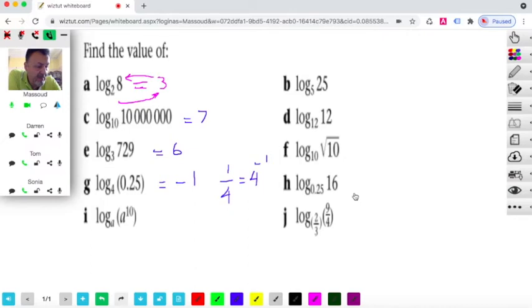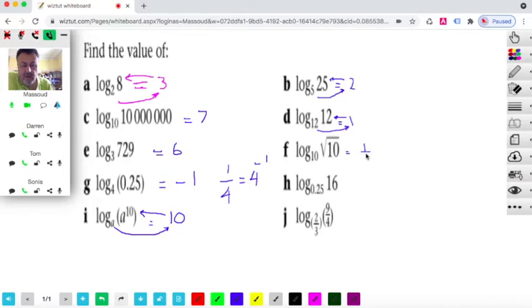And this is simple because a to the power of 10 gives you a to the power of 10. So a to the power of 10 is equal to a to the power of 10. And here the answer would be 2, because 5 squared is equal to 25. That would be 1, because 12 to the power of 1 is actually equal to 12. This one would be a half, because 10 to the power of a half is the same as the square root of 10.